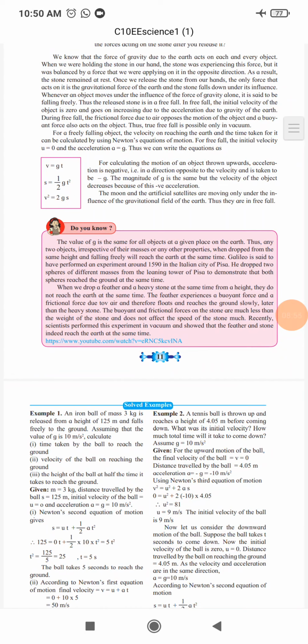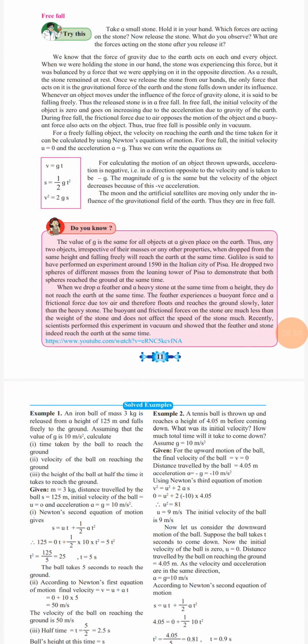So he did this experiment from the Leaning Tower of Pisa. He demonstrated, taking two spheres of different masses and dropping them from the Leaning Tower of Pisa, that they will come down at the same time and at the same place. They will both come down at the same time in the same place. So they did this experiment.